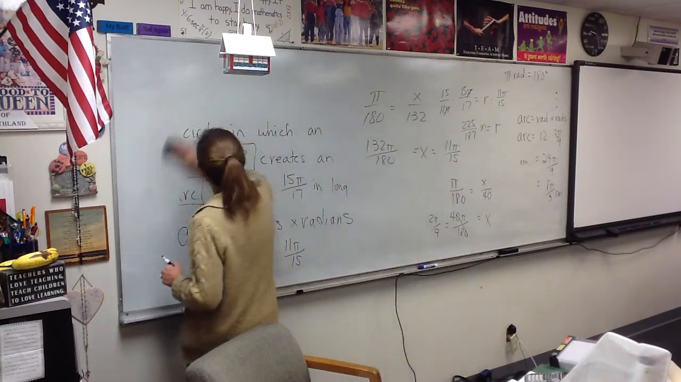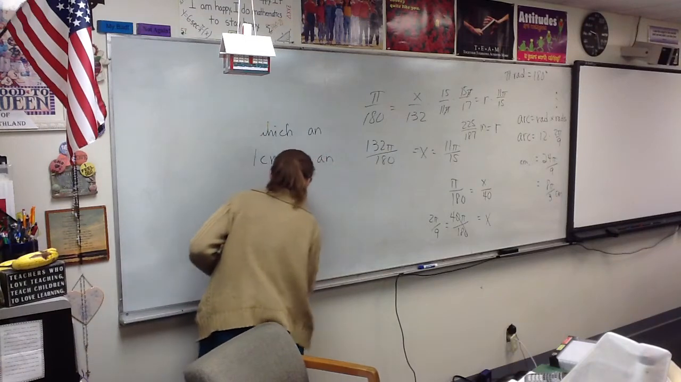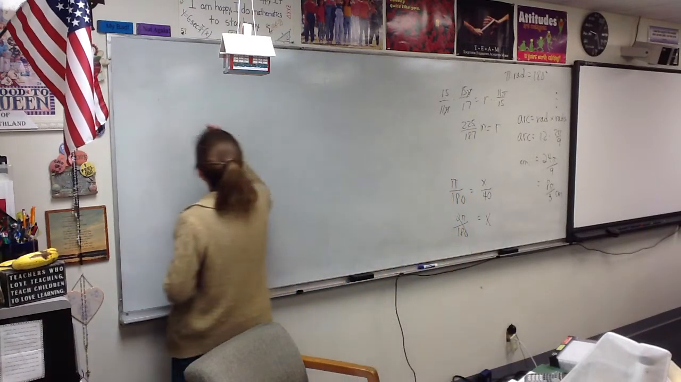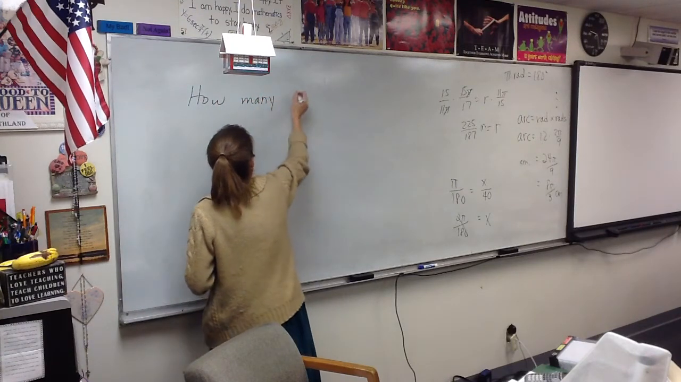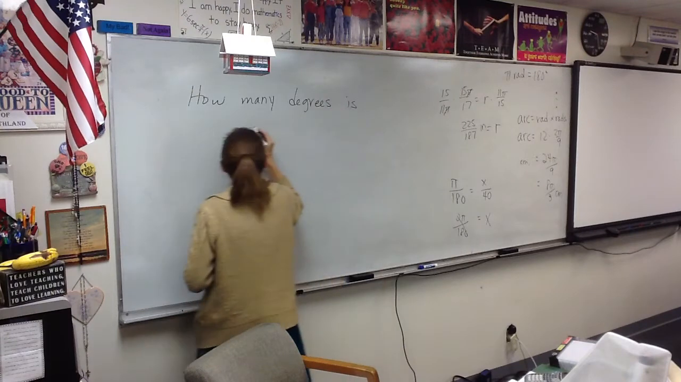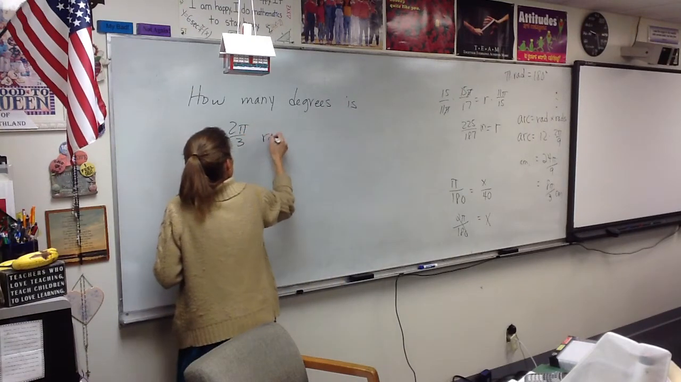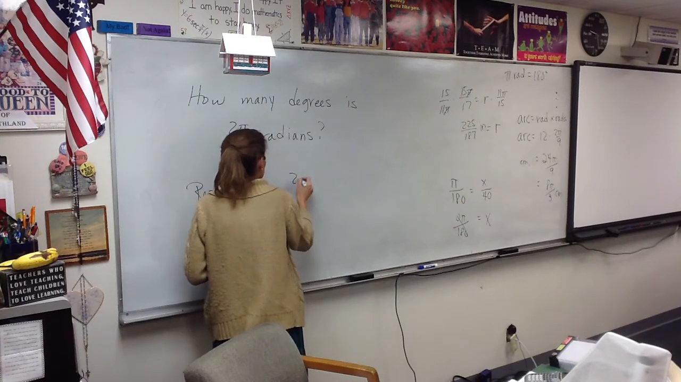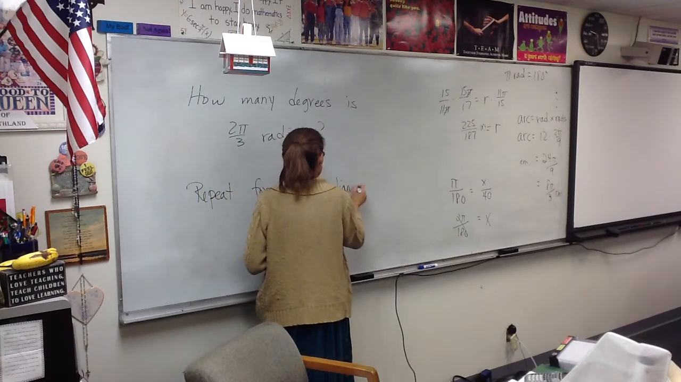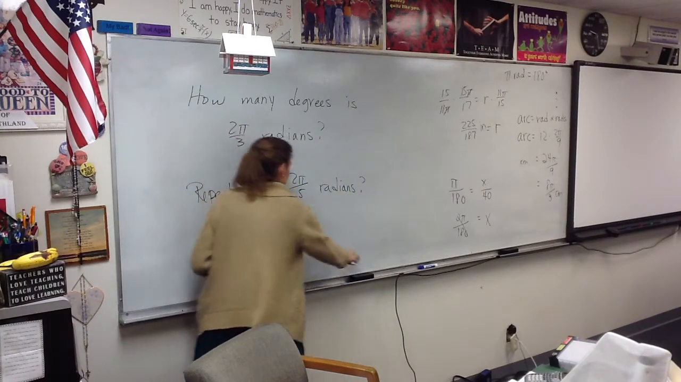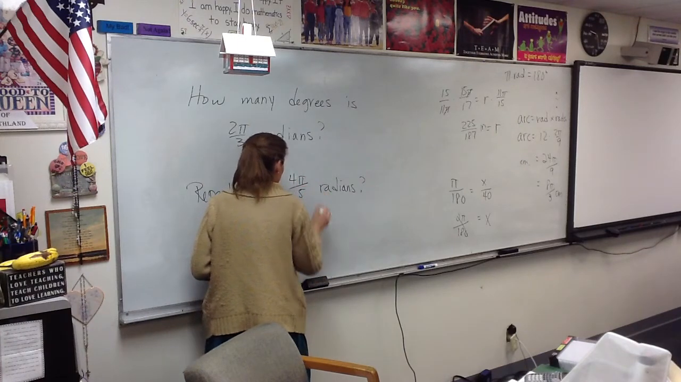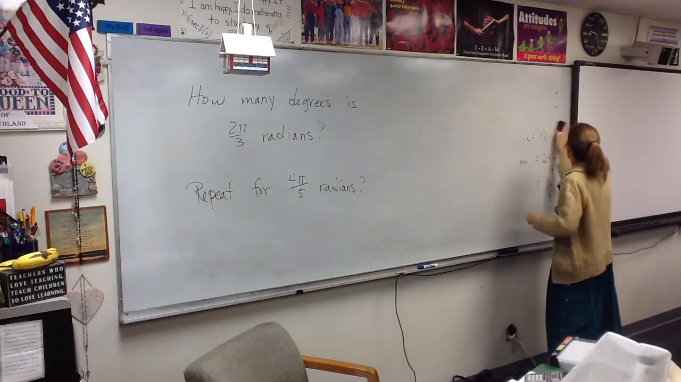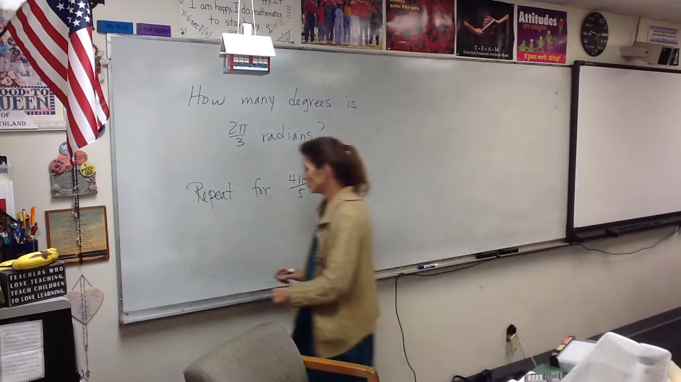All right, I'm going to have you do a couple of quick things for me, and then we're going to do a kind of challenge problem, okay? And then maybe practice a little bit more with our memorization. But here's what I want you to do. I want you to determine how many degrees is 2 pi over 3 radians? And let's repeat that for 2 pi over 5 radians. Or let's say 4 pi over 5. Same number. Okay, would you see if you can change those for me? Then I maybe should do one more.